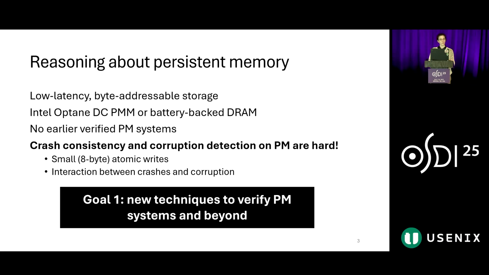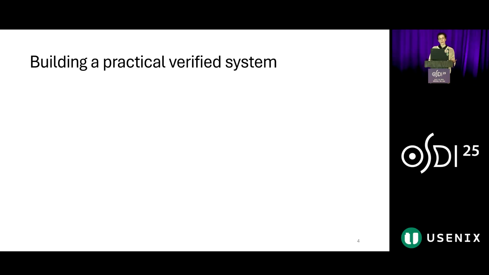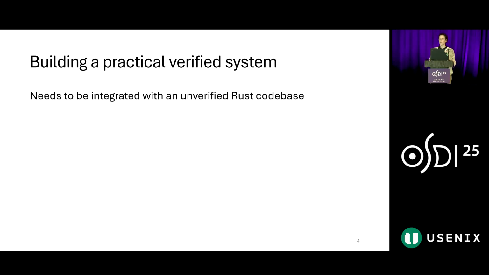So our first goal for this project was to develop new techniques that we could use not only to verify the persistent memory storage system that we wanted to build, but that would be more broadly applicable, both for verified and unverified systems for a variety of types of storage. The other thing that we had to do was figure out what tools we were going to use to build this system. One of the big constraints for our use case was that we wanted to ensure our system could be integrated with an unverified Rust codebase.